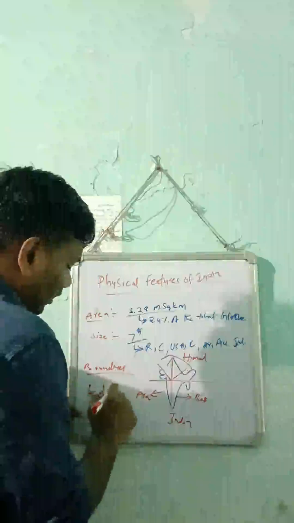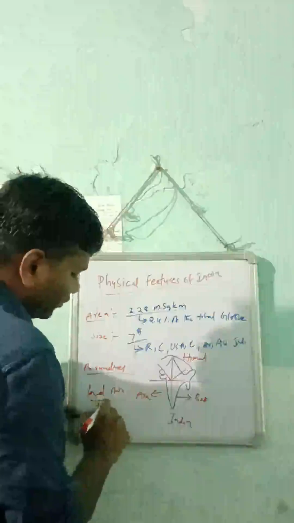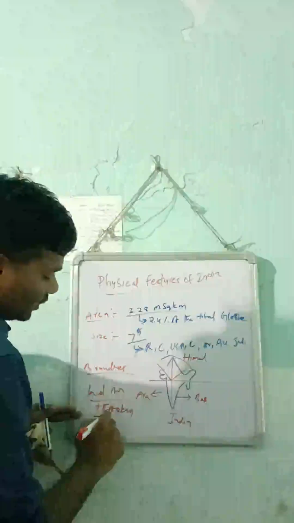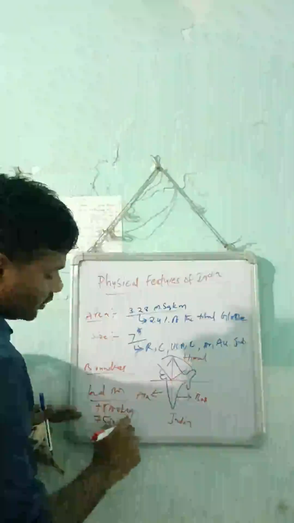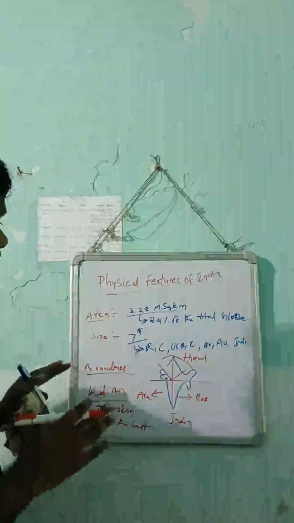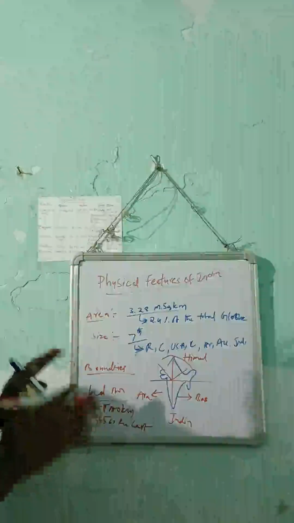Next, land boundary. India has a land boundary of more than 15,000 kilometers and a coastline of more than 7,560 kilometers. So this is the exact location and size of India.